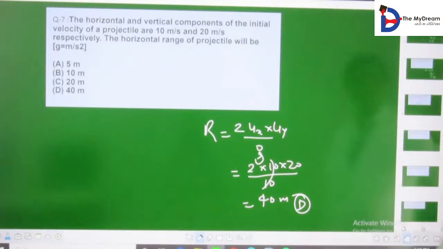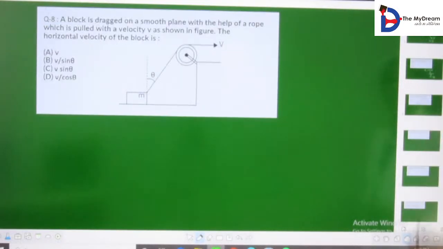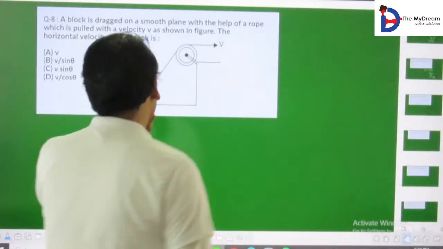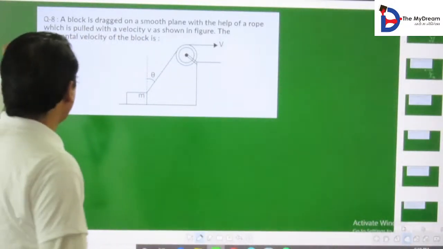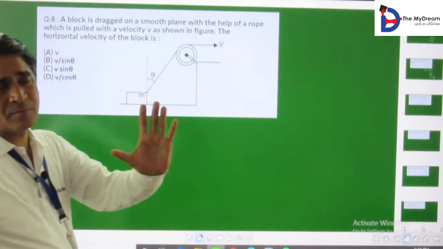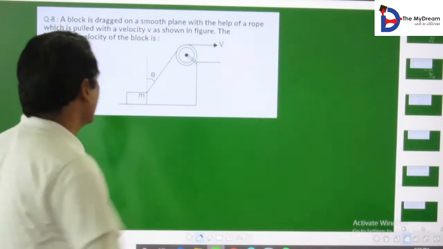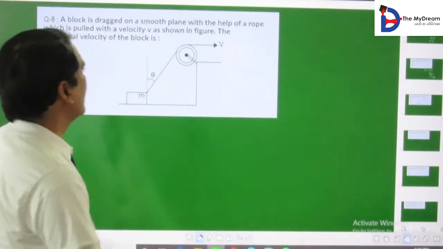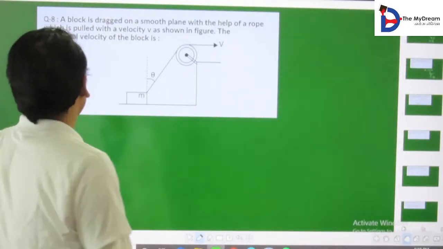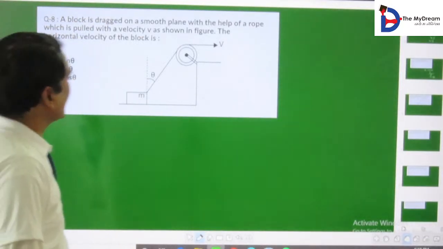The next one is, listen to what it says. A block is dragged on a smooth plane. It means there is no air resistance or force of friction. With the help of a rope which is pulled with this velocity. The horizontal velocity of the block.